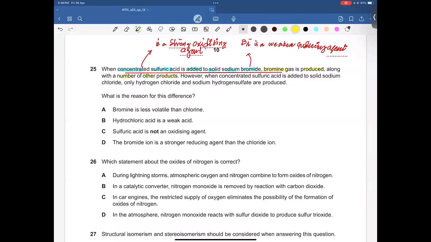Now the next part of the question is, when concentrated sulfuric acid is added to solid sodium chloride, hydrogen chloride and sodium hydrogen sulfate are produced, which means in this reaction, concentrated H2SO4 is a weak oxidizing agent.